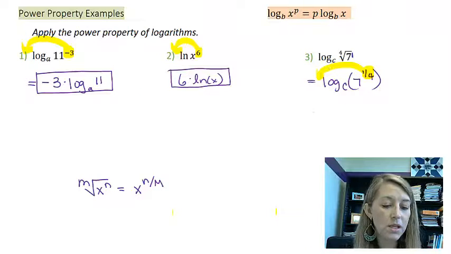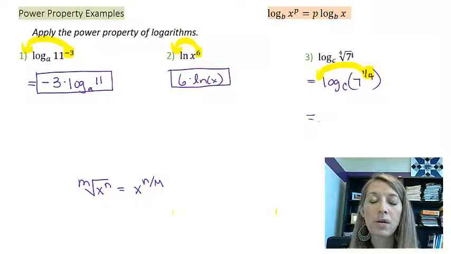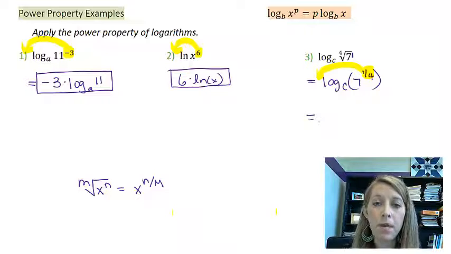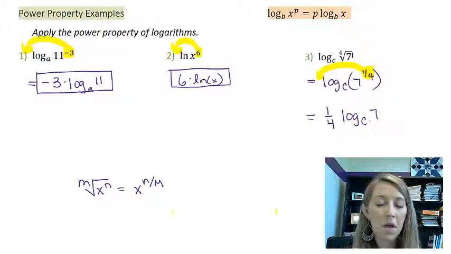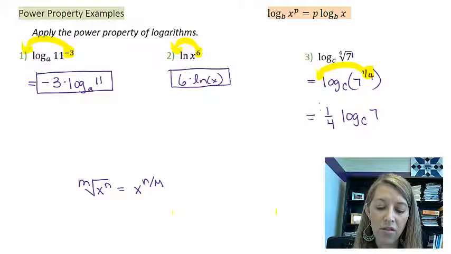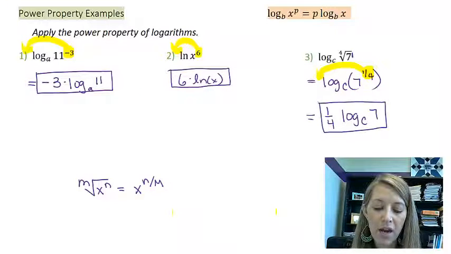So even though it didn't look like I had a power to begin with, there's always a chance that you can manipulate it so you in fact do have a power. Applying my power rule is easy. Just bring my 1/4 down, and that gives me 1/4 times log base c of 7. I cannot simplify anything farther here, so this is my final answer of applying my power property.